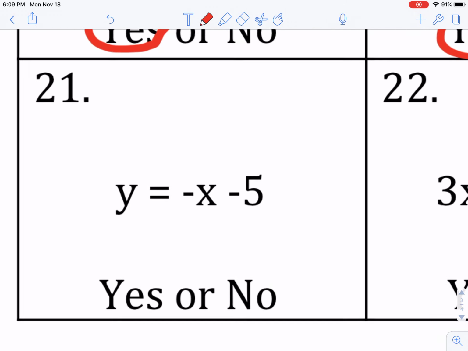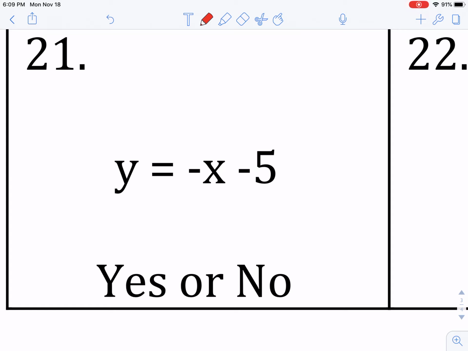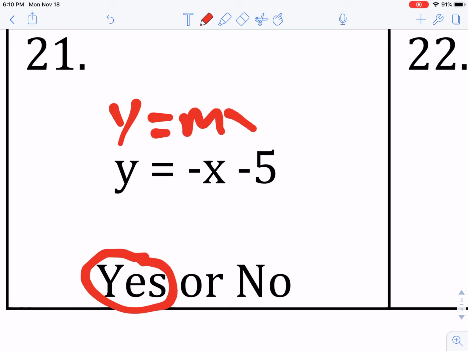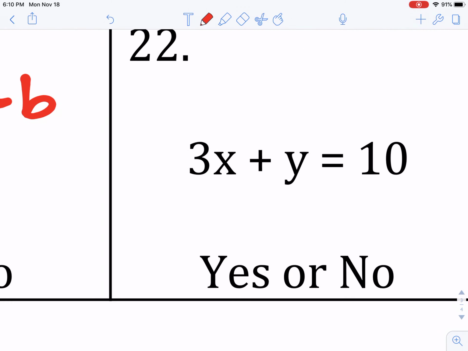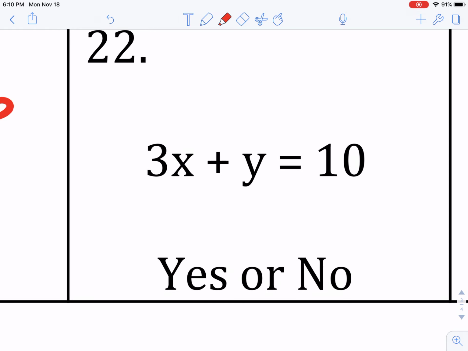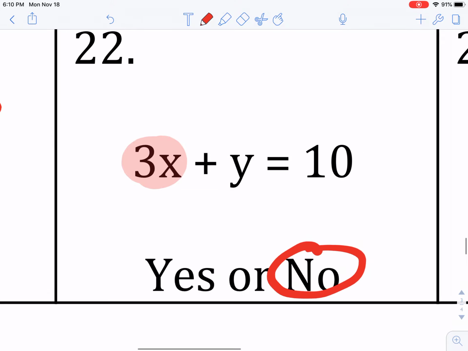When we look at number 21, we have y equals negative x minus 5. And this is similar to something that we've seen before. So this is written y equals mx minus 5, or minus b, however you want to look at it. So this is written that way. And we look at number 22. It does not start y equals, so that tells you right away that this is a no. This is not slope-intercept form.